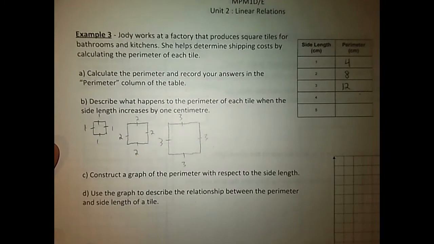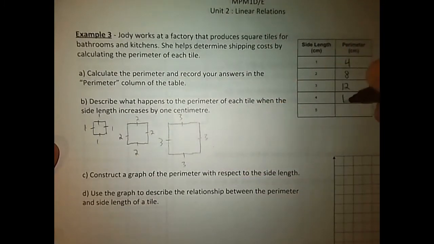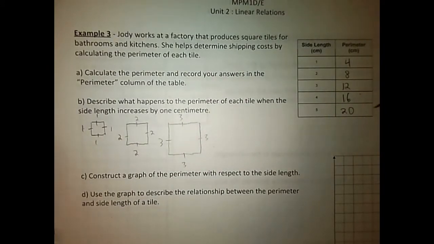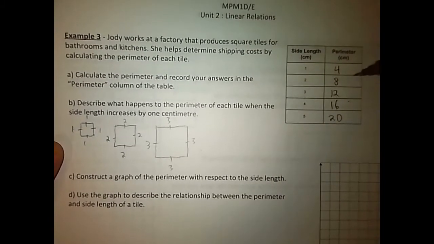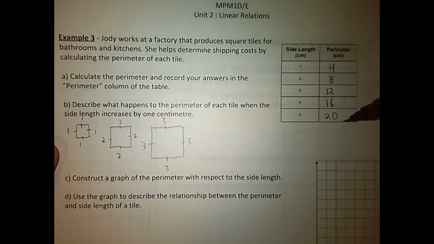Then we do it for 4. You can kind of get it, 4 plus 4 plus 4 plus 4. That's 4 times 4, which is 16. And then 5 times 4 is going to be 20. So what is happening to the perimeter every time we increase the side length by 1 centimeter? Looking at the perimeter here, it goes up by 4s.